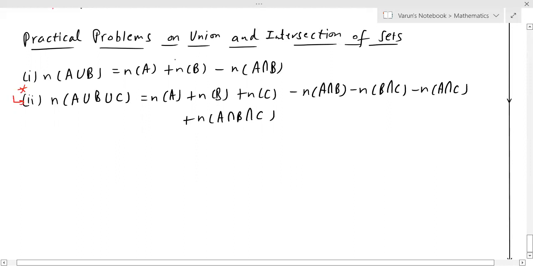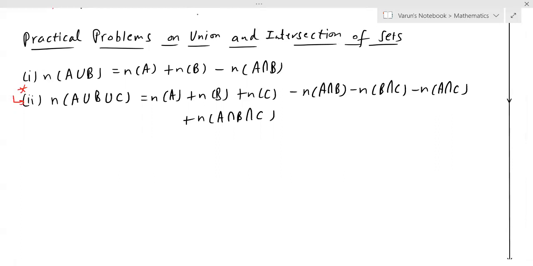So these are the two formulae I wanted you to see. Now let's look at a few examples.